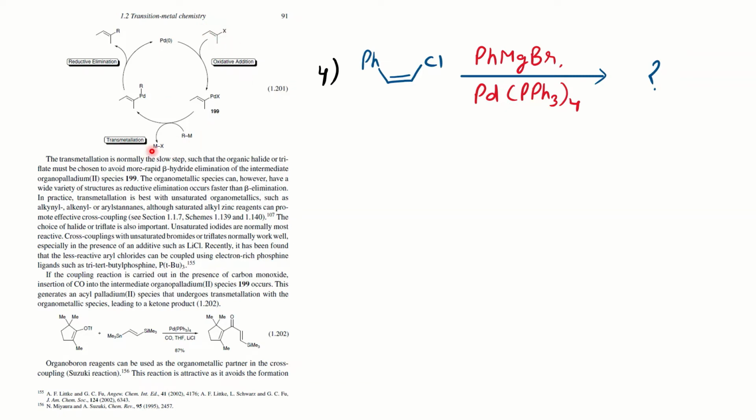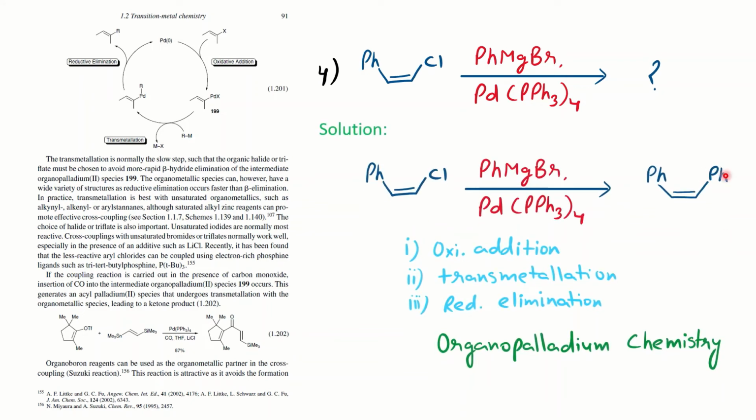Then the transmetallation will occur. Then you have reductive elimination. After following these three steps, you can design the product, and ultimately the X will be replaced with R here, and we have Ph here. So you just have to replace the Cl with Ph after following these three steps. So basically it is an organochemistry question, and again you can find it in this book.